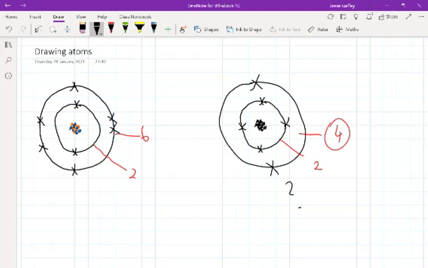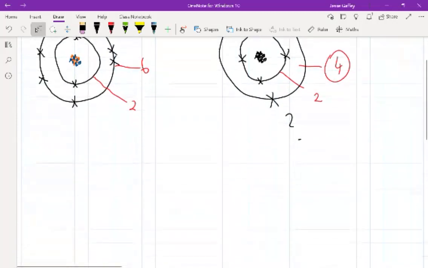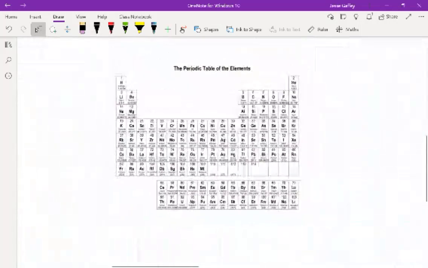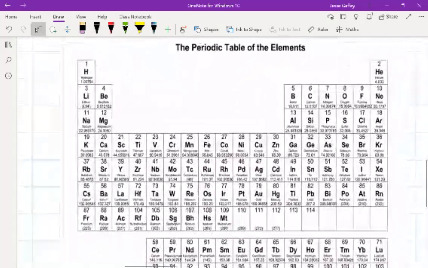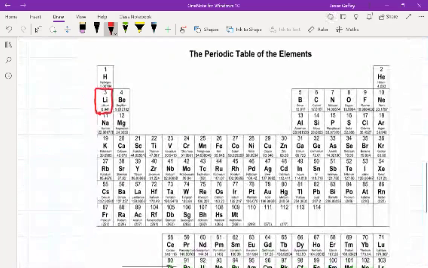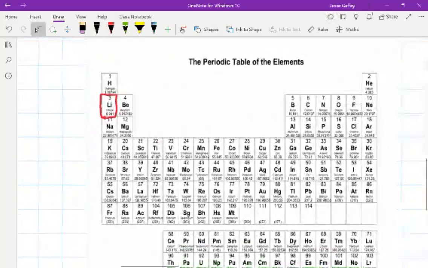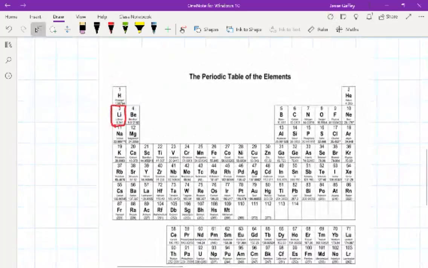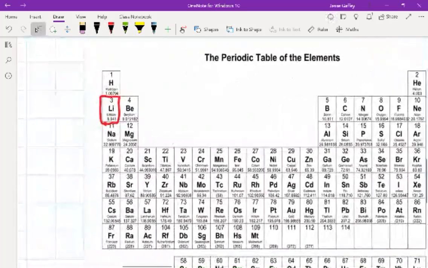Well, to help us answer that, we're going to have to actually learn some rules about how we need to draw these electrons when we're drawing an atom. Okay, so we're going to practice by drawing an atom. And we're going to begin by drawing an atom of lithium. Lithium is just here on the periodic table, as you can see. So we need some information. If we're going to draw the atom, we're going to need to know how many protons, neutrons, and electrons it has. Now, we're especially interested in the number of electrons because that's what we're drawing in these shells.